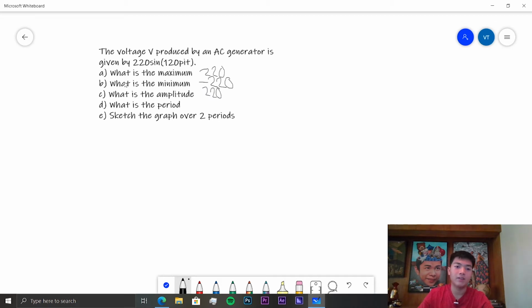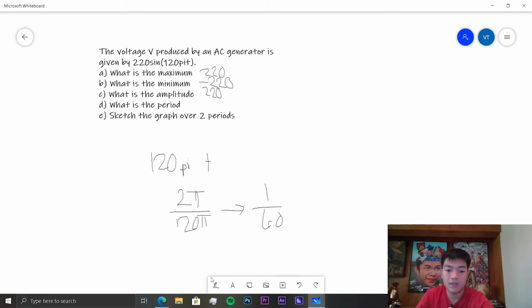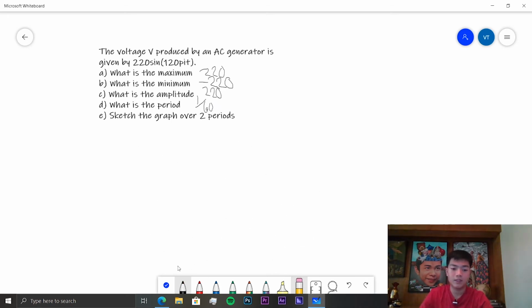What is the period? Okay, so inside here we have 120 pi times t. And we know the period is going to be 2 pi over 120 pi. So this will actually simply be 1 over 60. So the period will be, in this case, 1 over 60. So now we have to sketch the graph over 2 periods.